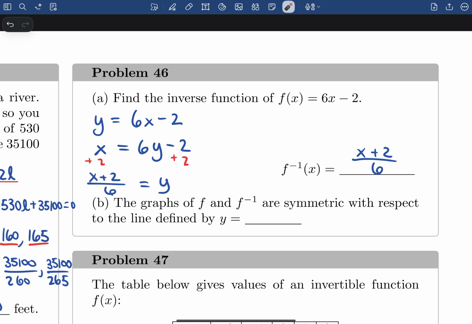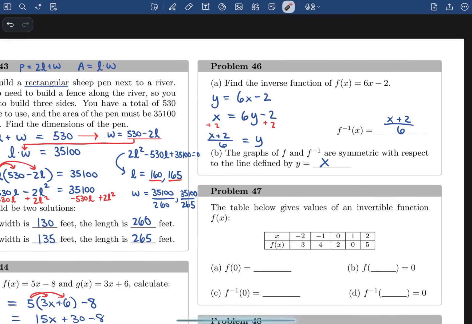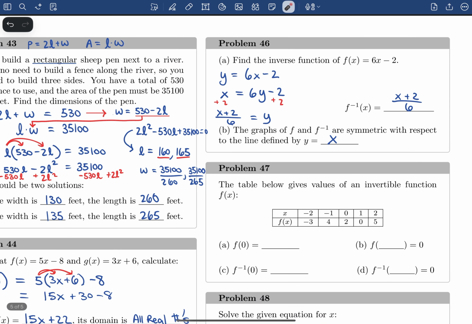Great. Now part B: the graphs of f and f inverse are symmetric with respect to the line defined by y equals blank. Well, that is y equals x. So for all of us, this is the answer. A function and its inverse have a graphical symmetry over the line y equals x. Why is that? Because we're literally just swapping x and y. We swapped x and y to get the inverse function. When we do that, graphically, it swaps over that y equals x line.